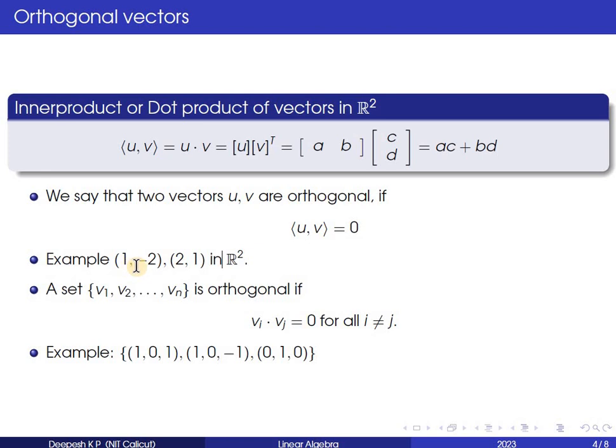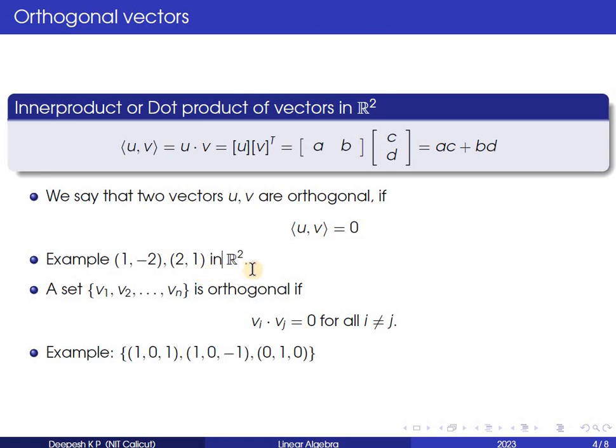Why? Because the length of this first vector is root of 1 plus 4, that is root of 5. And the second vector also has length equal to root 5. So these two are not orthonormal vectors, they are orthogonal vectors. Now how to make them orthonormal is simple. You just divide the first vector by root 5 and the second vector also by root 5. So the first vector becomes 1 by root 5 comma minus 2 by root 5, and the second vector becomes 2 by root 5 comma 1 by root 5.